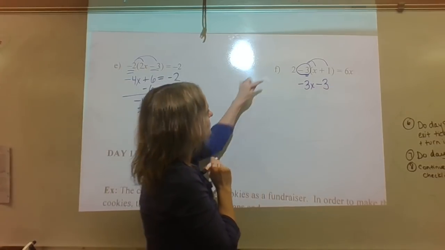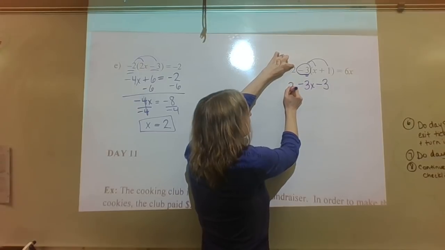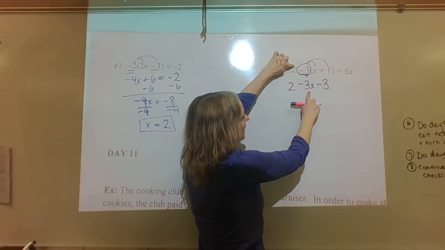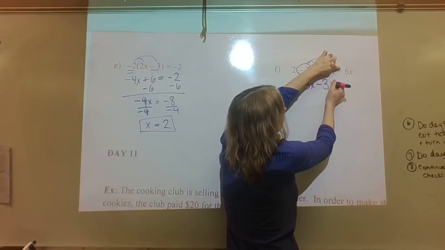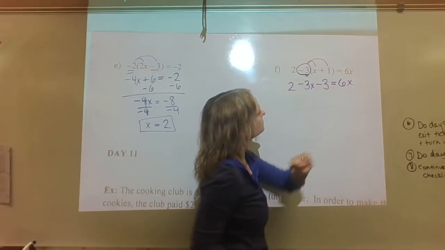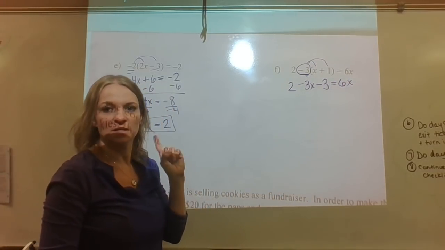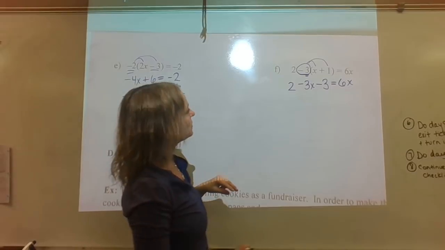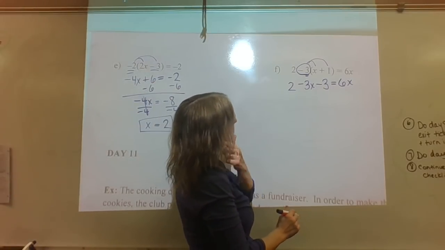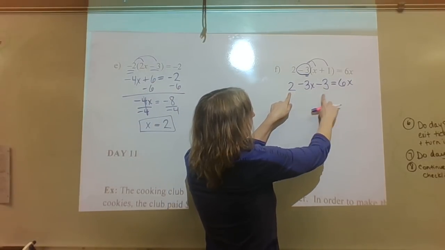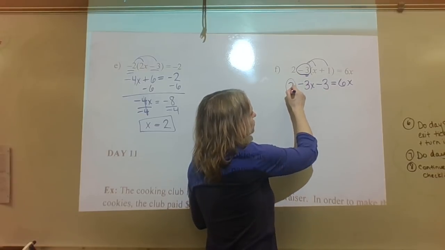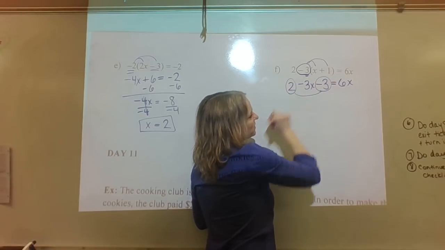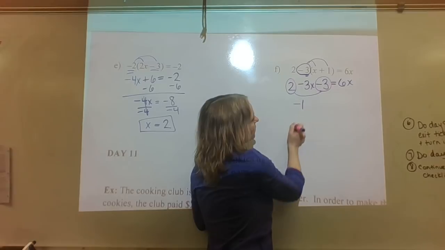Okay, now what do we have left? Well, we still have this 2 out here. So we bring the 2 down. So that's 2 minus 3x minus 3, then equals 6x. All right, so again, distributing is step 1. Step 2 would be combining our like terms. Okay, we do have some like terms right here. These are both just regular numbers. 2 minus 3, and they're both on the same side. 2 minus 3 makes negative 1.